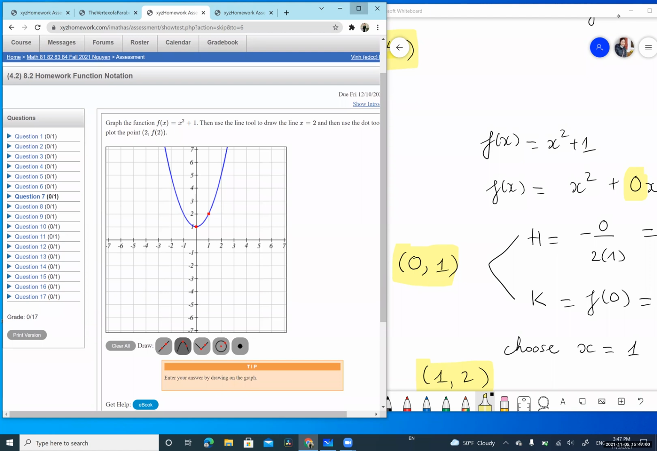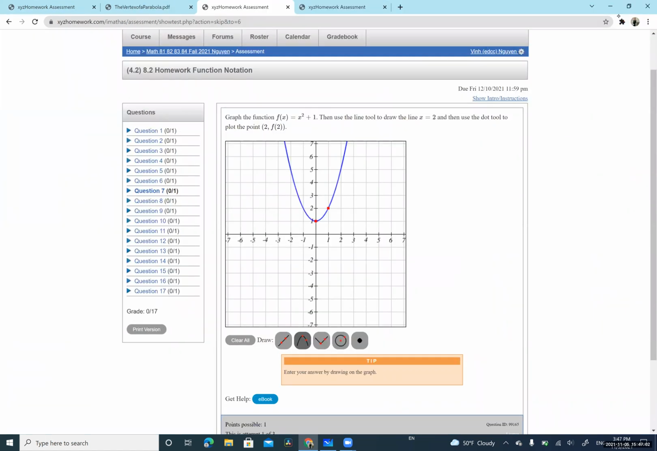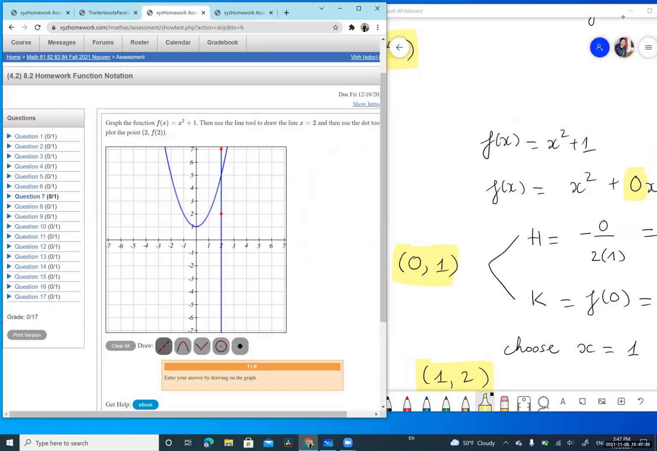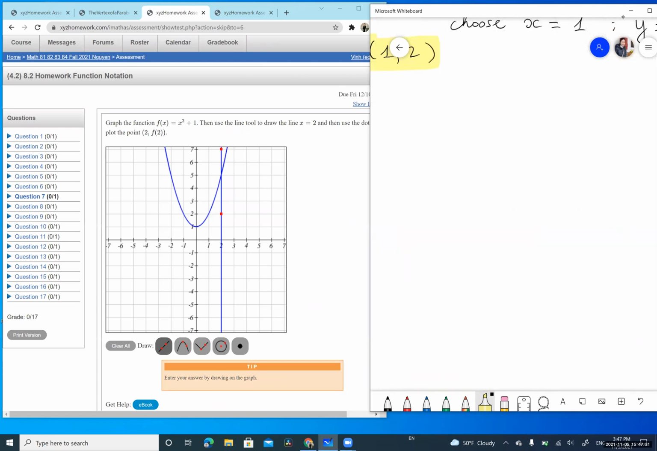Now I have to sketch another two graphs. So when x equals 2, this is a vertical line, and so I have to use the straight line tool over here. When x equals 2 is a vertical line, you already know, just randomly choose some points. So this is x equals 2. Last one, we have to graph the dot 2f(2). So why is that? 2f(2), I can graph 2, but I cannot graph f(2) on the coordinate graph, right?